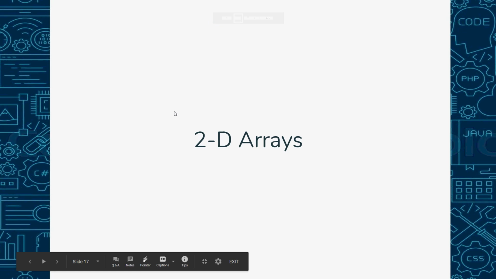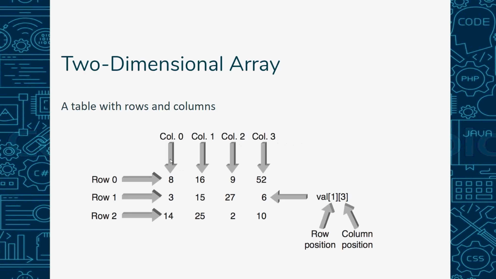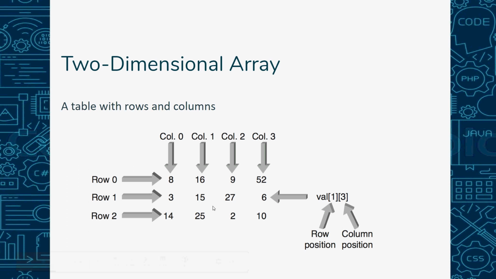We finished talking about arrays, and now we're going to talk about 2D arrays. And 2D arrays are just that. It has two dimensions. So instead of just a single list, you have rows and you have columns. It comes out like a little table looking thing. Our columns still start at 0 and our rows still start at 0. And we have two index values, one for the row position and one for the column position.